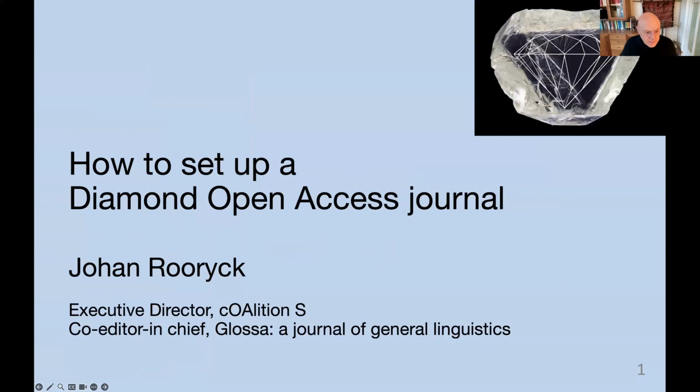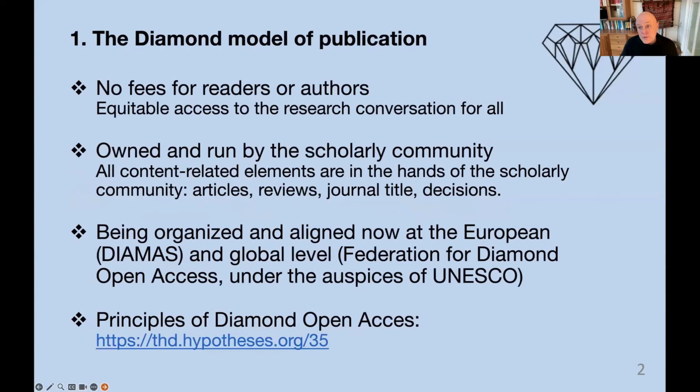And so this really is how to set up a diamond open access journal. The image I give there is of a rough diamond with the diamond shape inside it, because that's what we're trying to make, right? We are trying to make a diamond open access journal. First, something about the diamond open access model of publication.